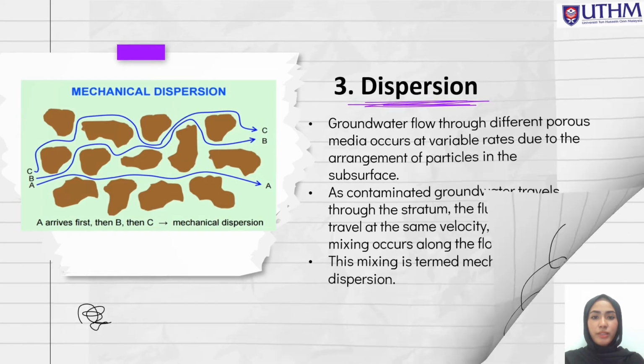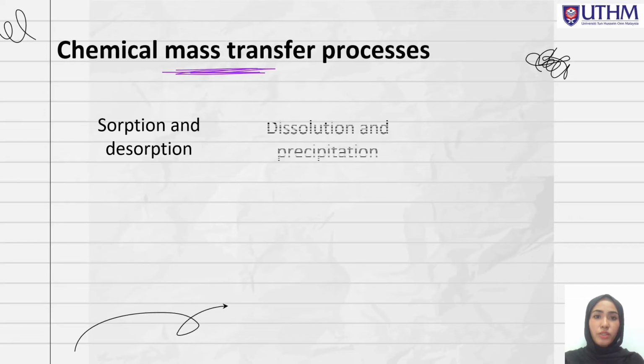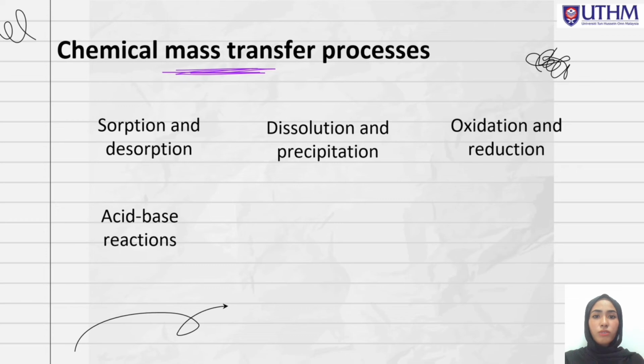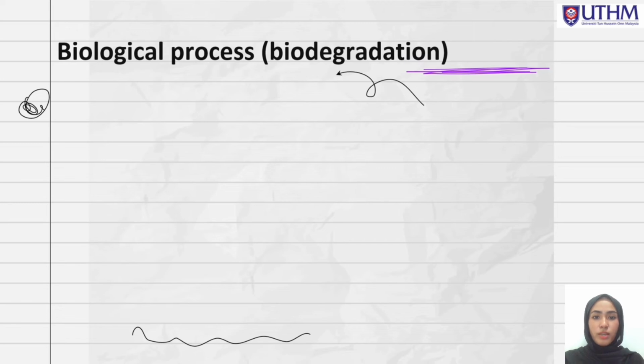Next, we have chemical mass transfer processes. It includes sorption and desorption, dissolution and precipitation, oxidation and reduction, acid-base reaction, volatilization, and hydrolysis. The third process is the biological process.